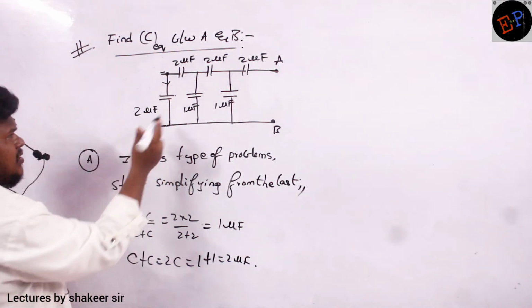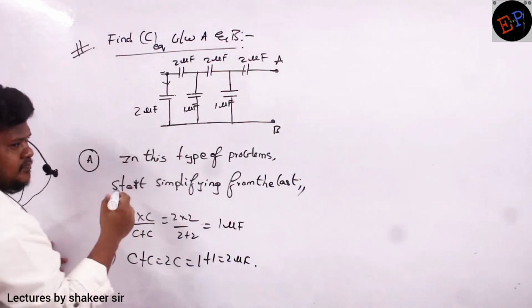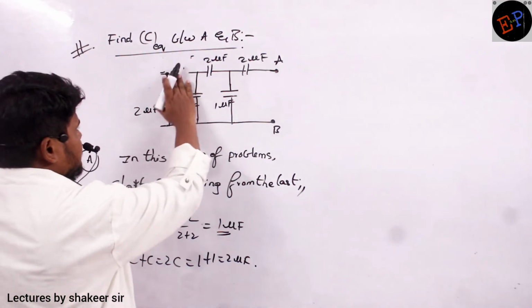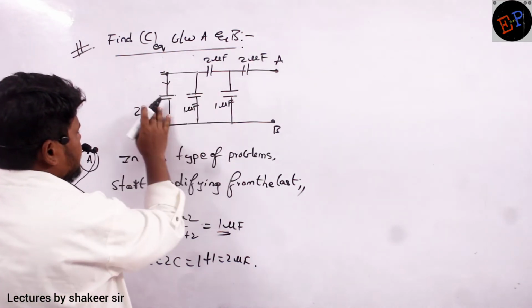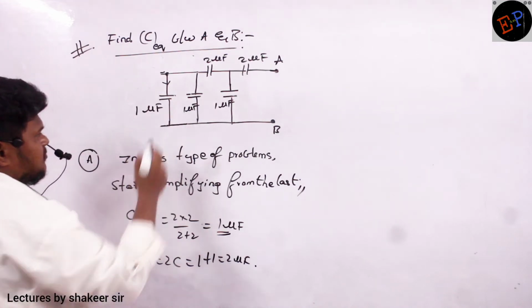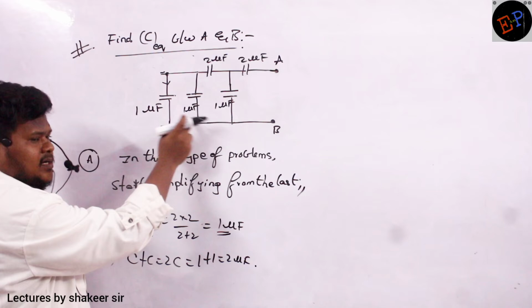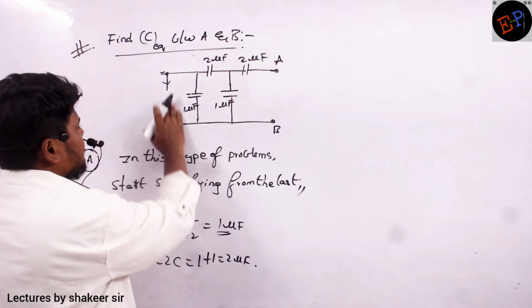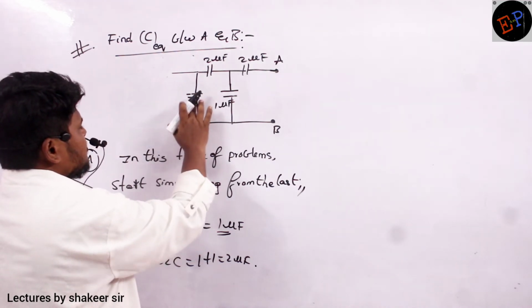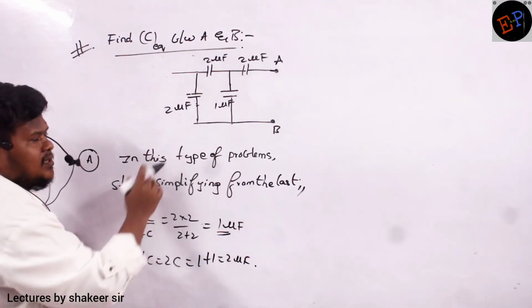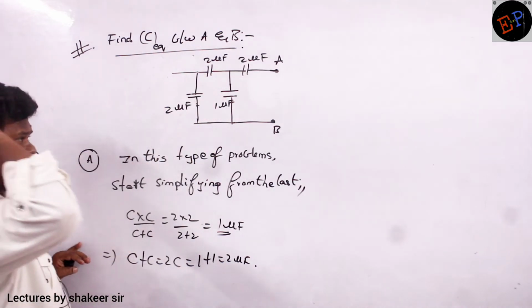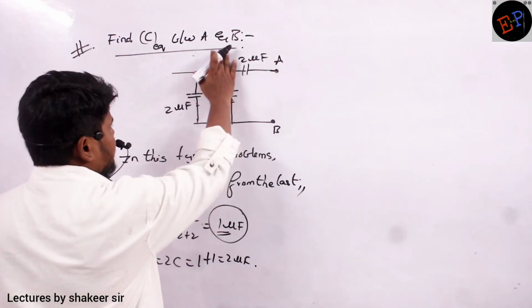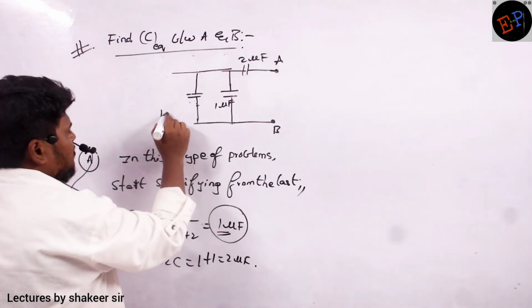Clear, no? Now again, 2 and 2 are in series connection. If 2 and 2 are in series, what is the equivalent capacitance? 1. So again, instead of 2 capacitors, I will write a single capacitor whose capacitance is 1 microfarad. Now 1 and 1 are in parallel connection, so the capacitance is 2. Instead of 2 capacitors, I will write a single capacitor of 2 microfarads. Again, 2 and 2 are in series, and the equivalent capacitance is 1. So again, I will write a single capacitor of 1 microfarad.